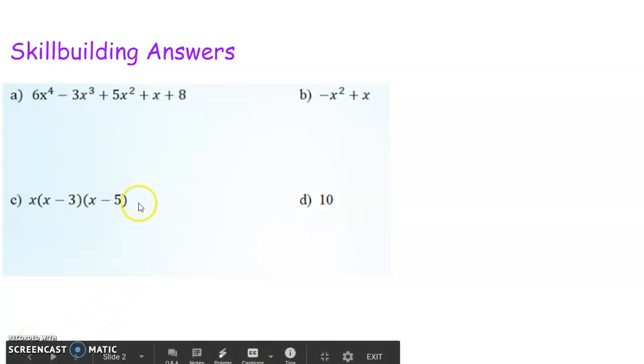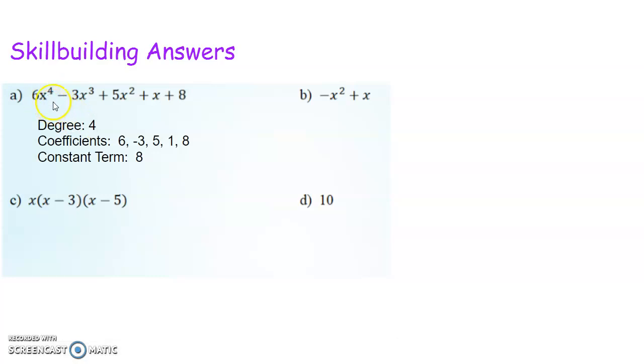Okay, let's go over the skill building answers. So letter A, degree is 4 because that is our highest exponent. My coefficients, these are all the numbers in front of all of the variables, including the one at the end, because really this would be 8 times x to the 0.